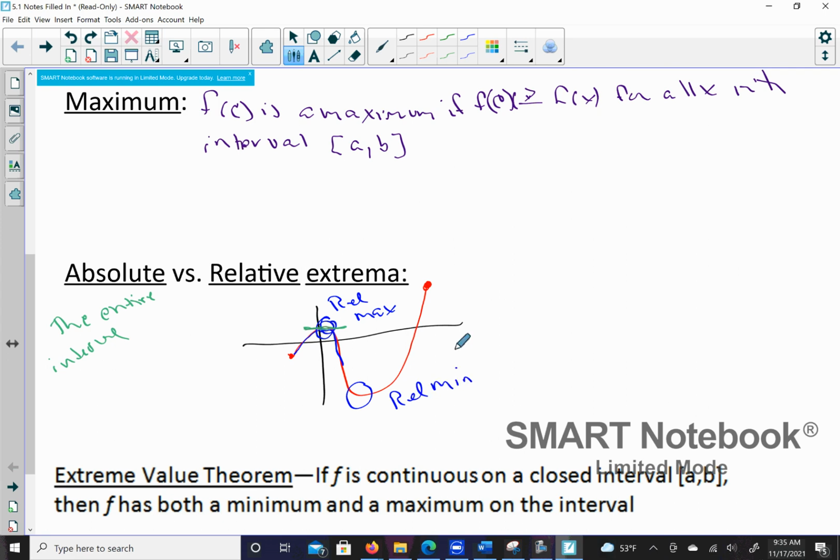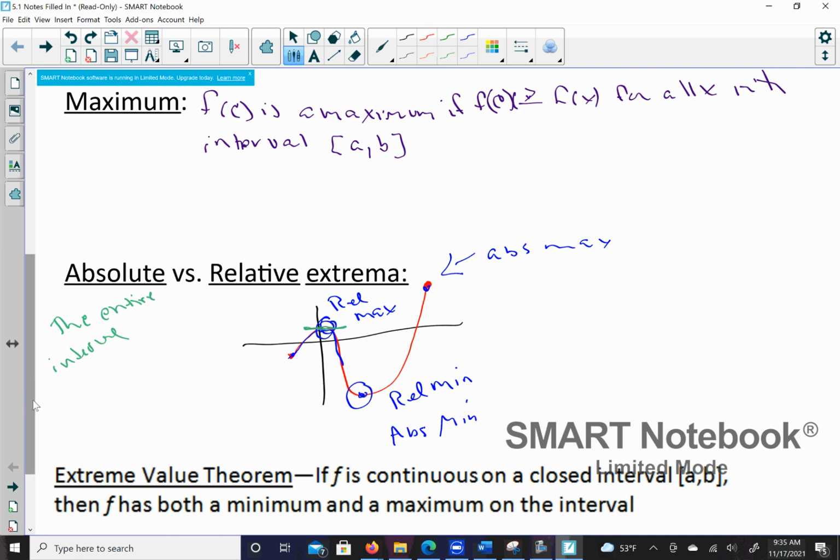And then if I'm looking at the entire graph, from this interval here to this interval here, this point here would be my absolute max. And this point here, not only being a relative min, in this interval would also be the absolute min. Let's talk a little bit more about that in a second, but let's talk about the extreme value theorem.